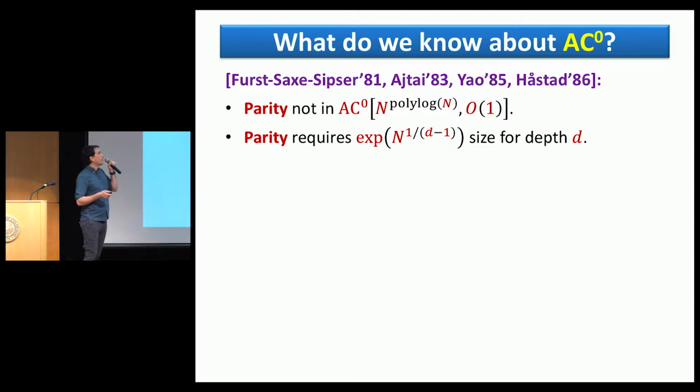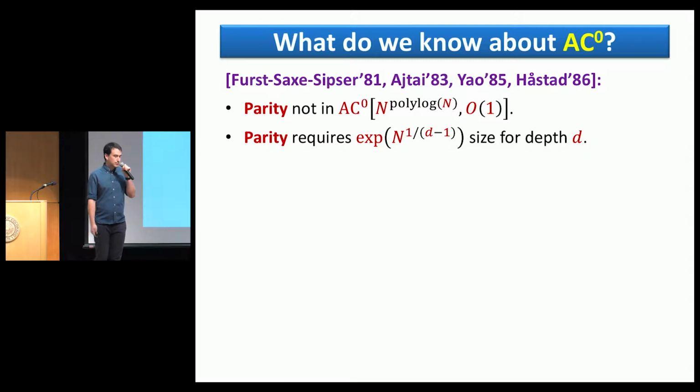And they showed that the parity function cannot be computed in this model. In fact, it requires exponential size for depth D. So it cannot be computed in this model with polynomial size or quasi-polynomial size. It even requires exponential size. There are by now many proofs of this fact.